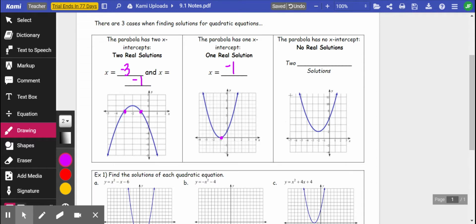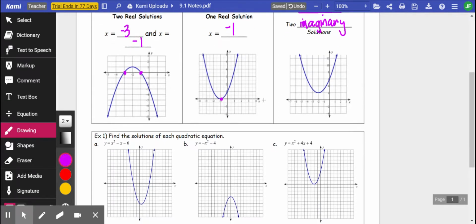And then if the graph never crosses the x-axis, you actually have no real solutions or two imaginary solutions. Or if we want to be really specific, we could say two complex solutions with imaginary parts. In Algebra 1, we are okay with you just saying no real solutions. In Algebra 2, you'll actually learn how to find the imaginary solutions, which sounds kind of crazy. How do you have an imaginary number? But it does come up, especially when you're talking about electricity.